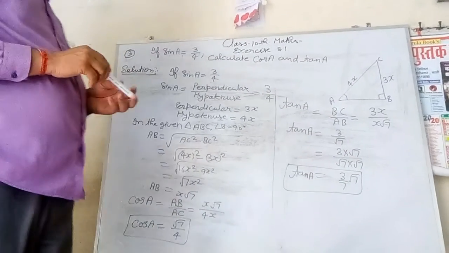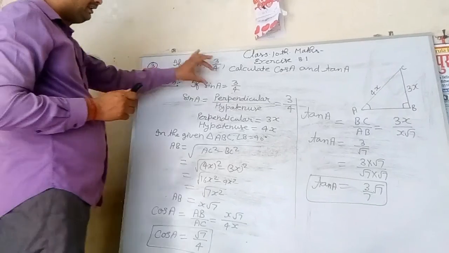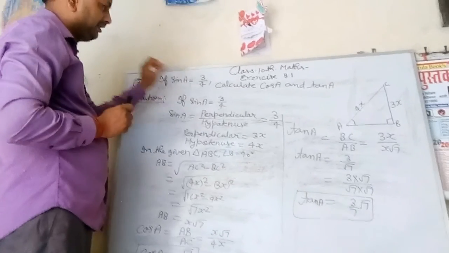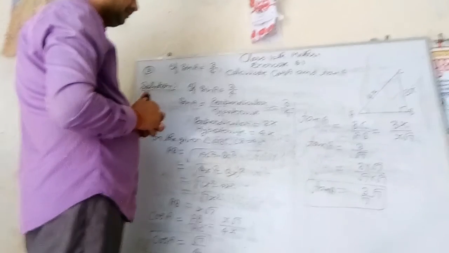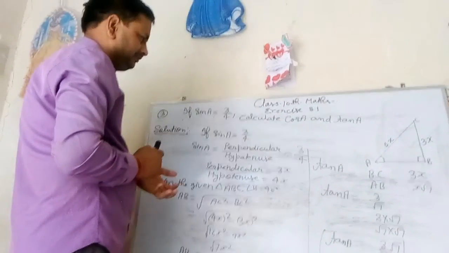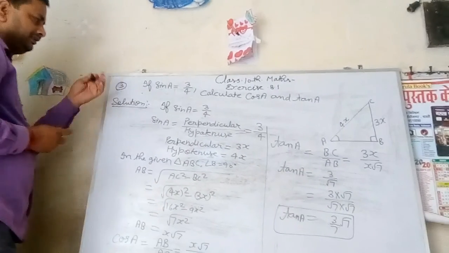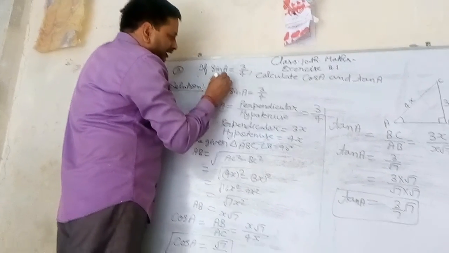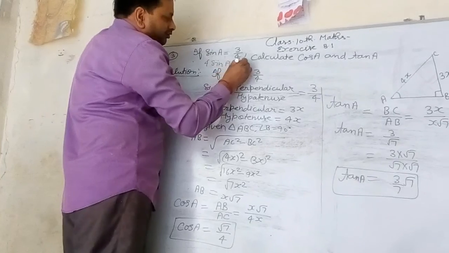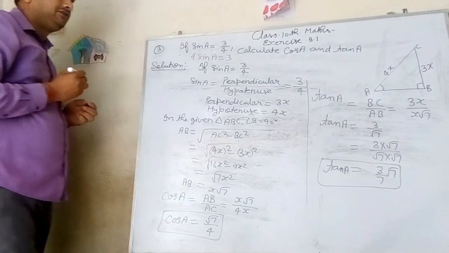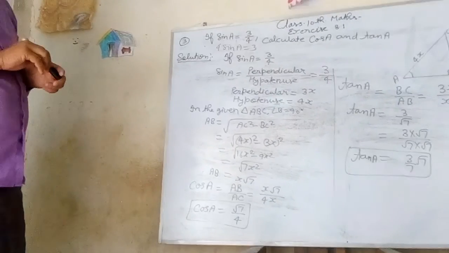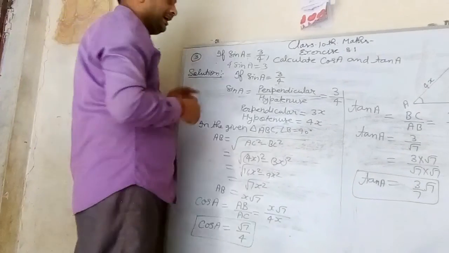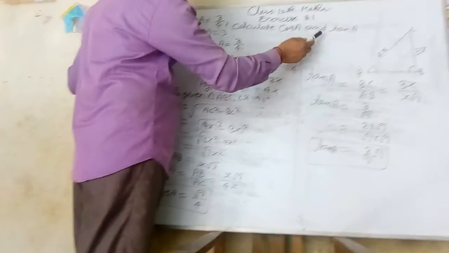Sometimes this question can be given another way. Here we can write it 4 sin A equal to 3, and you are asked to find out the value of cos A and tan A.